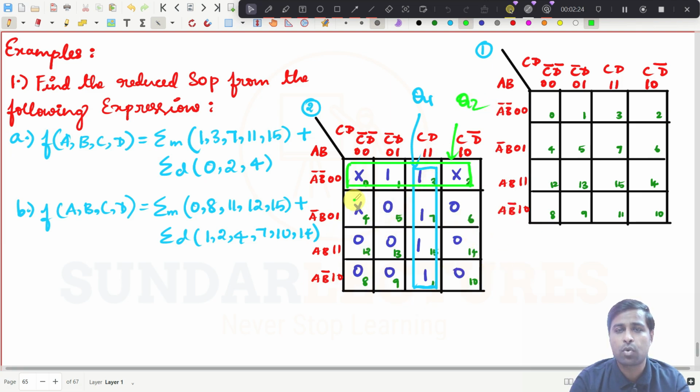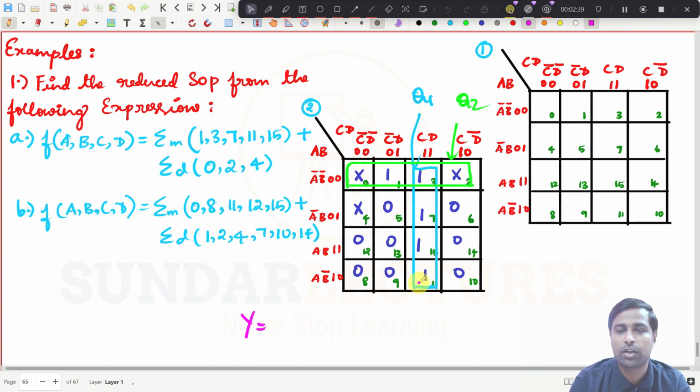I have covered all the ones. Don't go for this x. This x can be considered as now 0, simply because I don't need this one. I don't need this one, right? So this one, I'm just considering it to be 0, this x to be 1, this x to be 1 for this problem. So what is the final expression? It is now simple, right?